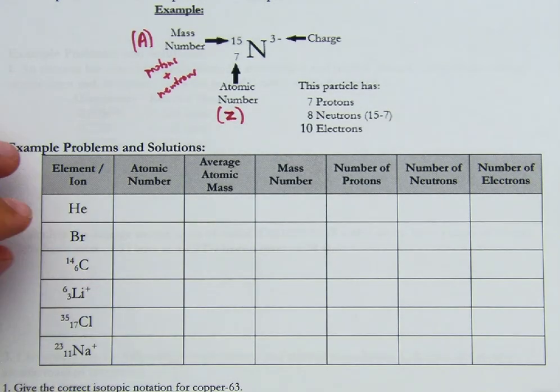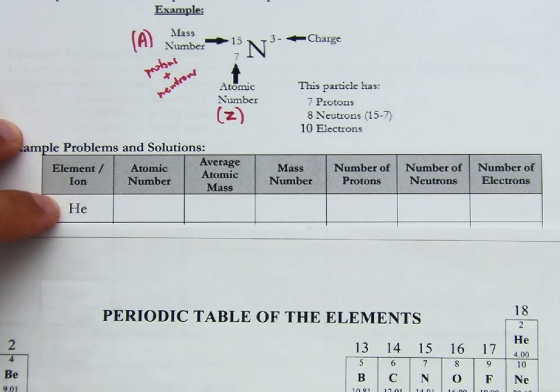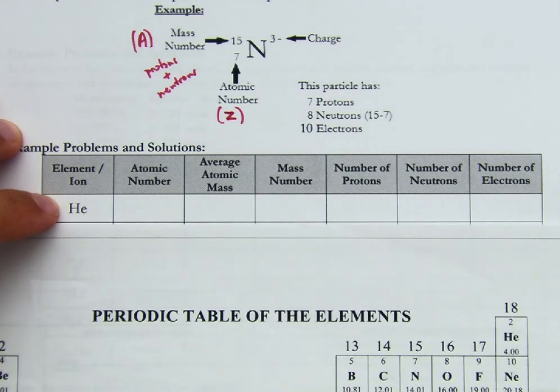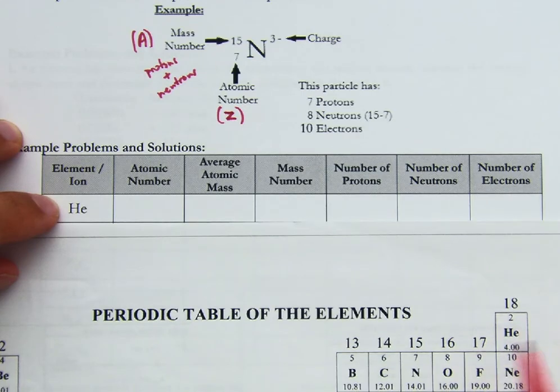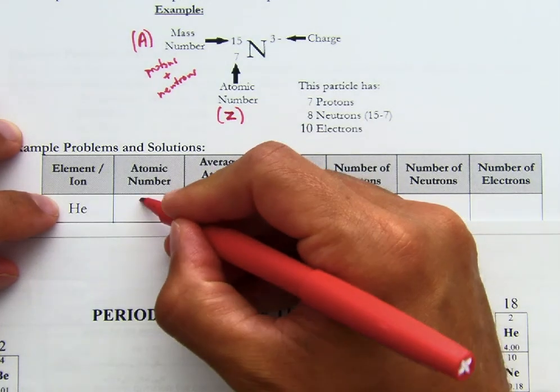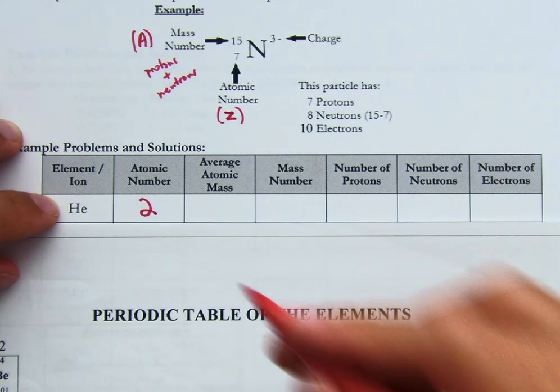Okay, so the first one on here, it says helium, atomic number, average atomic mass, all that. So I'm going to bring in a periodic table here, and looking at it, helium is right here. Now, the atomic number on this periodic table is the number on the top, so it has the atomic number 2. So atomic number 2. Average atomic mass here is listed at 4.